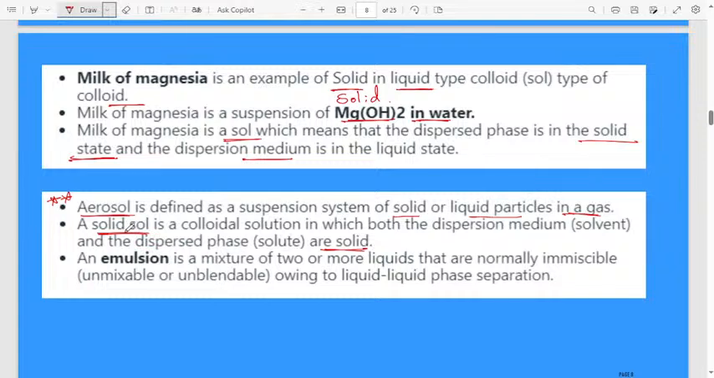Next one, emulsion. Emulsion is a mixture of two or more liquids that are normally immiscible, or unmixable, owing to the liquid phase. A best example for emulsion is water with oil. Mix both oil and water, and you can observe they will not mix at all. You can observe the oil layer will always be on top of the liquid layer.